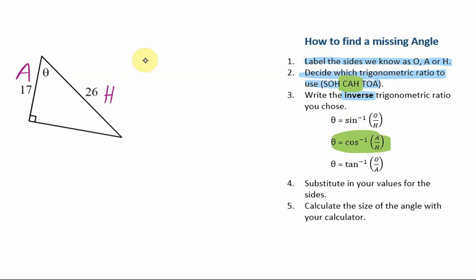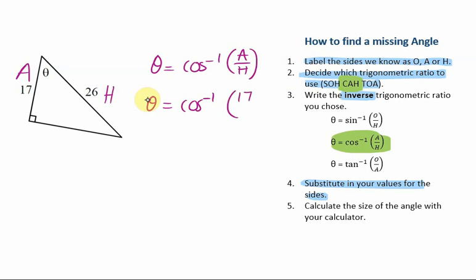We start by writing that ratio. Theta equals cos -1 of the adjacent over the hypotenuse. This is the inverse function that we're using. We then substitute our values in for the sides. Theta is cos -1, the inverse cosine function, of our adjacent side, which is 17, over our hypotenuse, which is 26. Now we're ready to put this into our calculator to calculate the size of that unknown angle.